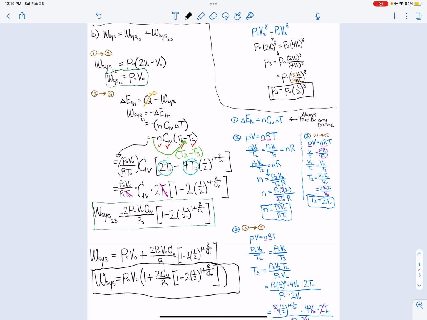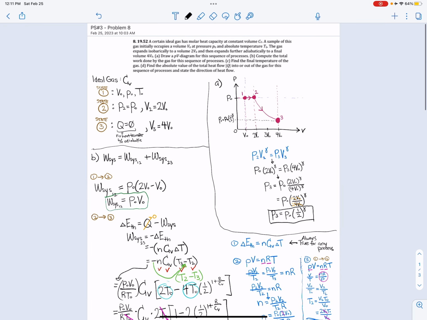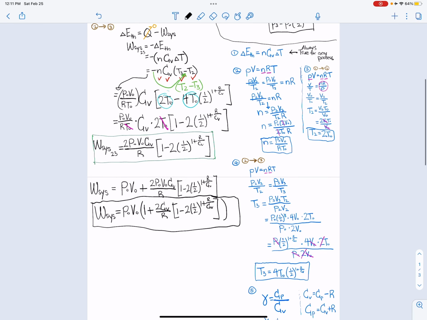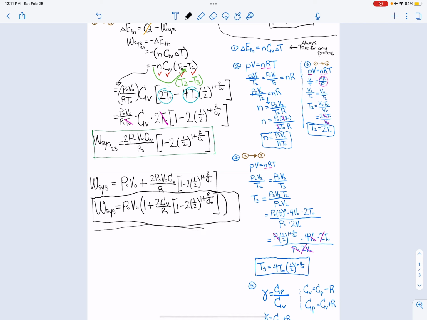All right. What are we looking for in part C now? Find the final temperature of the gas. Okay. So that's cool. That's part B.